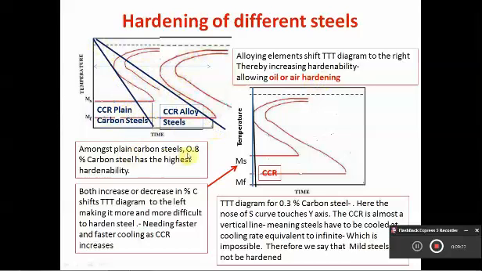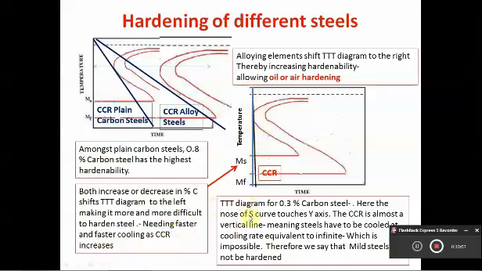Among plain carbon steels, 0.8% carbon steel has the highest hardenability. Then with decreasing percentage of carbon, the TTT diagram shifts towards the left-hand side. You can observe the difference between this figure and this figure. So it is more and more difficult to harden the steel. That is why low carbon steels cannot be hardened by water quenching. They require surface treatments for getting hardened. They need faster and faster cooling rates as the critical cooling rate is increasing, so practically it is not possible to achieve such cooling rates.